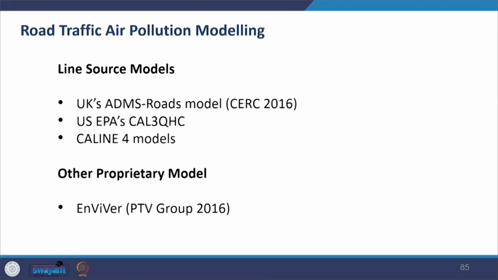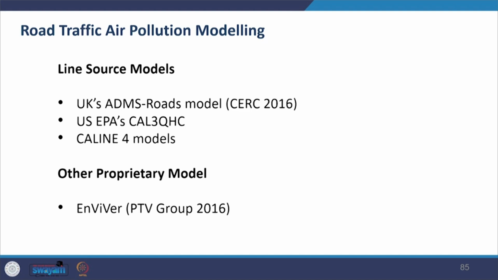So, now moving on to road traffic air pollution modeling. For the prediction purpose, as we are talking about road traffic, the linear source model is used. The prediction is made at the receptor level, in the surrounding areas.